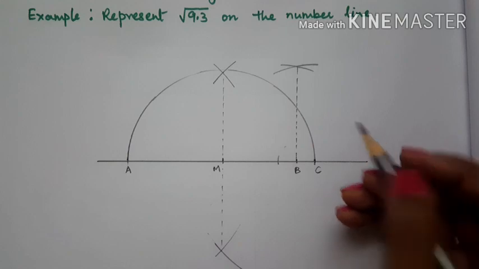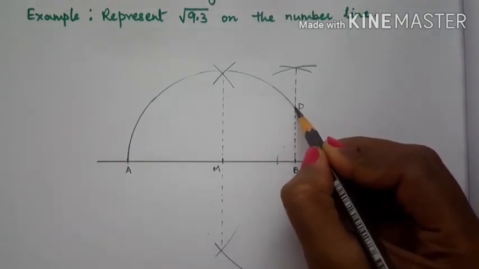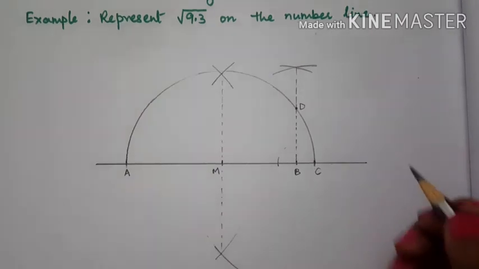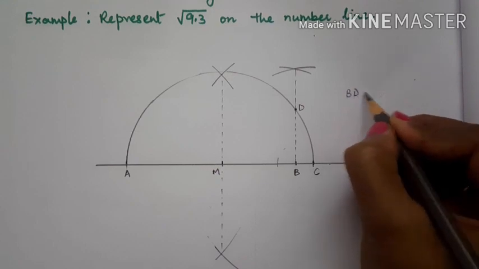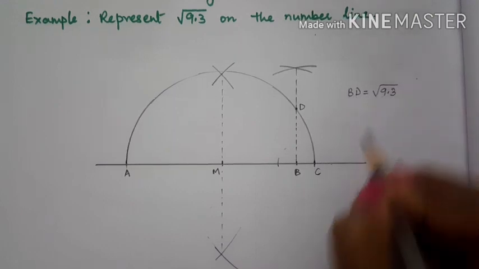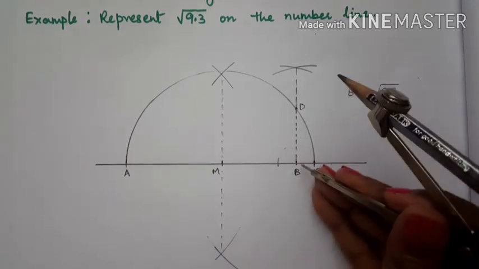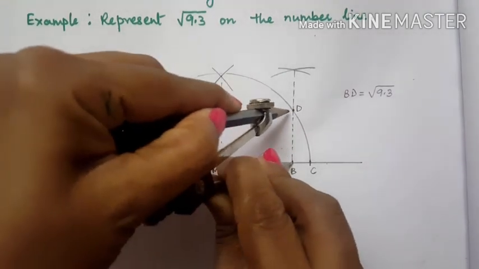Now this line is perpendicular to AC and it cuts the semicircle at point D. Now this length BD is root 9.3. So we have obtained the length of the real number we need to show on the number line.